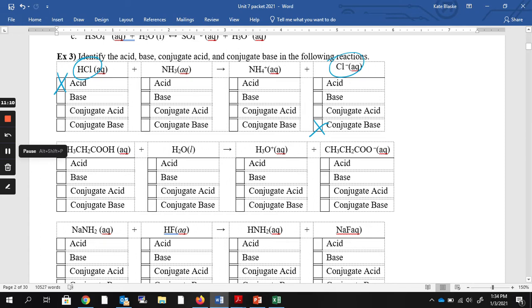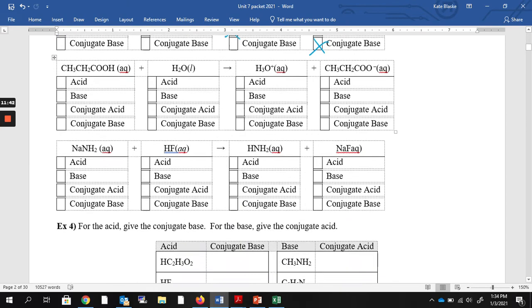Now, to be totally honest, once you figure out one, we know exactly what everything else is going to be. So if I have an acid here, whatever it's reacting with has to be a base. Anything that has a proton donated, that donated proton has to go somewhere. It can't just float around in nowhere or disappear. So in this case, the ammonia, the NH3, is going to accept that proton and turn it into the NH4+. So NH3 is a base, which means the NH4+, the ammonium ion, is a conjugate acid.